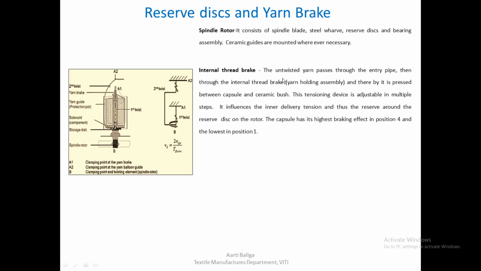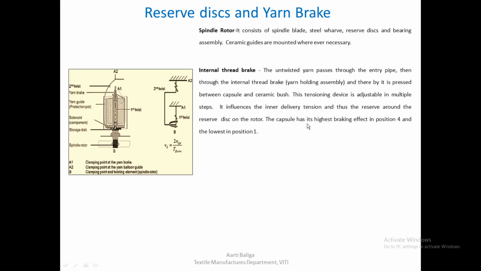Internal thread brake. The untwisted yarn passes through the entry pipe, then through the internal thread brake. We've seen that it is going through the tensioner, the yarn holding assembly, and thereby it is pressed between capsules and ceramic bushes inside the spindle. This tensioning device is adjustable in multiple steps. It influences the inner delivery tension and creates the reserve around the reserve disc on the rotor. So there is some reserve here at the bottom. This is known as a storage disk. Some reserve is kept over here. We'll see the importance of it shortly. This particular tension will also influence the amount of yarn that is reserved on the disk.